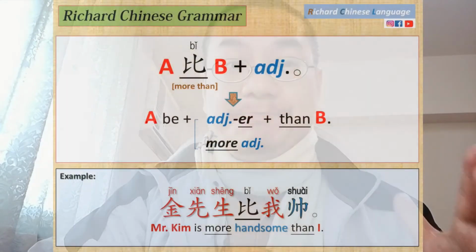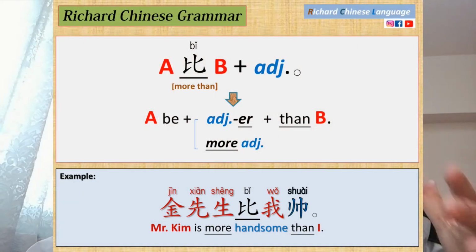Today, I'm going to make a very short video to talk about the comparative form in Chinese. So let's get started right now. The comparative form in Chinese is A 比 B, then you plus an adjective.